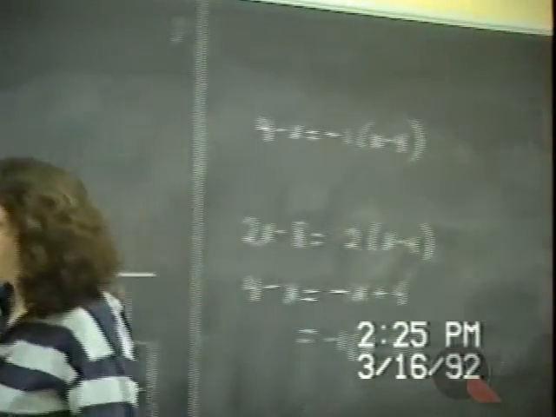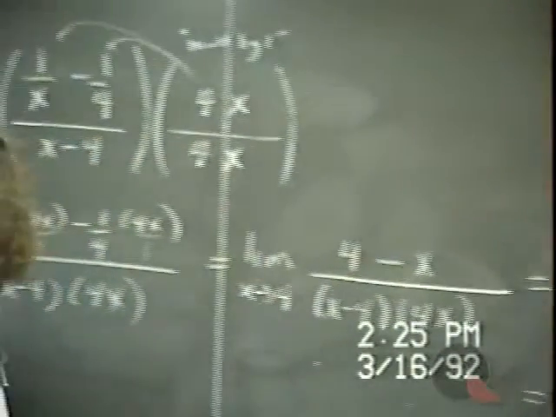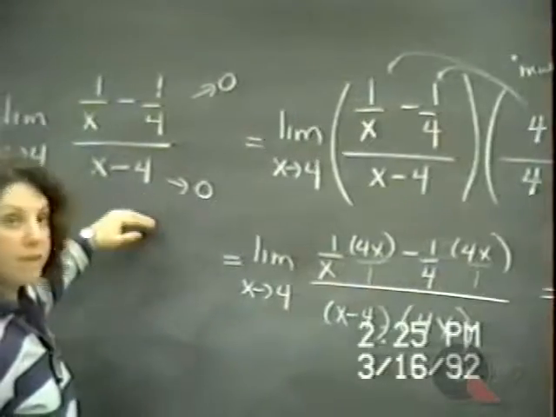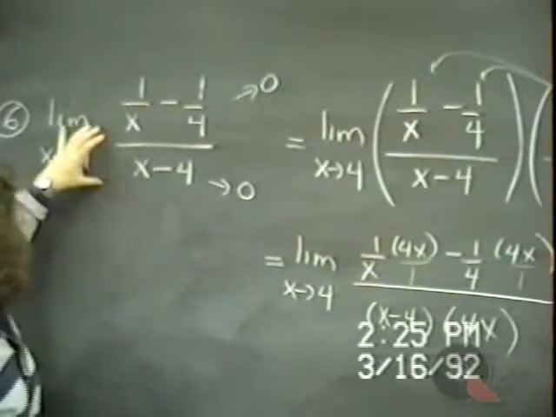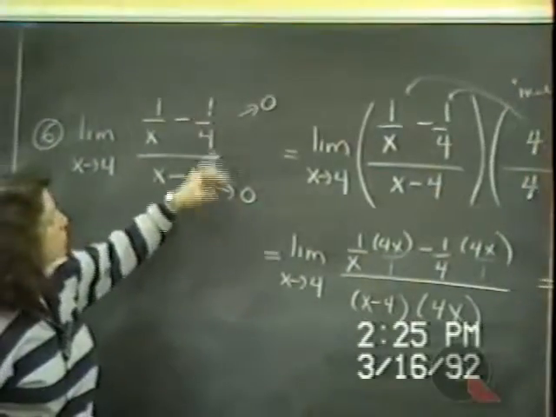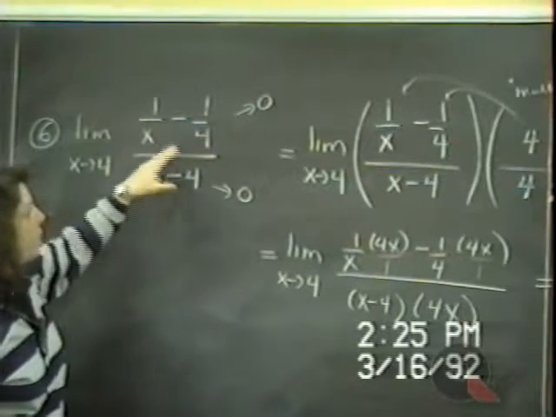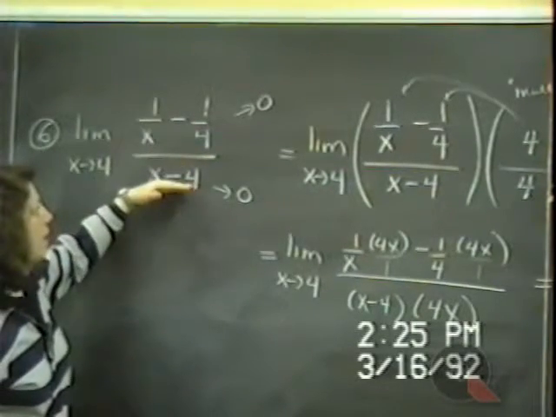Let's go back and look at the problem from the beginning. Just review it one more time. We were given a limit problem. The bottom went to 0, the top went to 0. It involved fractions. It was a complex fraction.